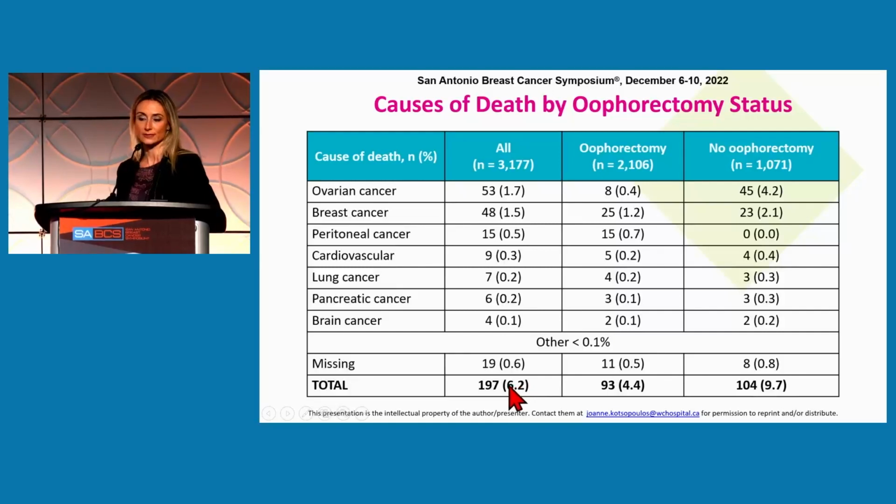And here I'm summarizing the causes of death in the entire cohort. We had 197 deaths so far. And right away we see that the proportion who died was much higher in the women who did not have an oophorectomy versus those who did. And so it's not surprising that the most common causes of death were ovarian cancer and breast cancer. And although our cohort is still aging, and I think over time we'll see some differences emerging, we can see right away that we didn't see any big differences in some of the other outcomes that we might be worried about, like cardiovascular disease and other outcomes.